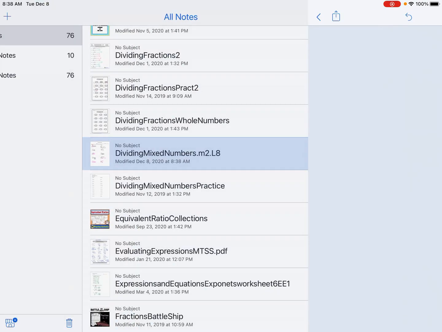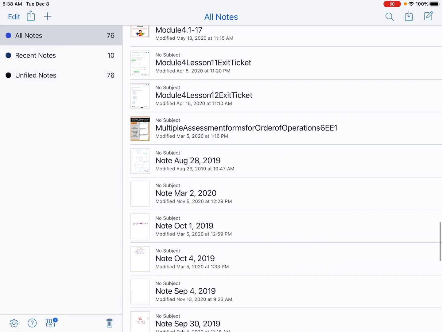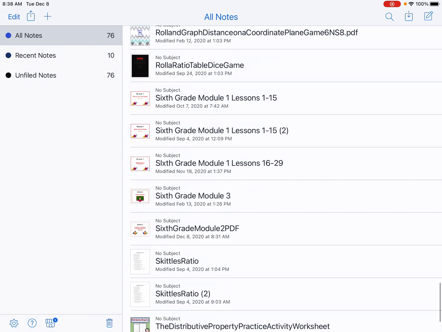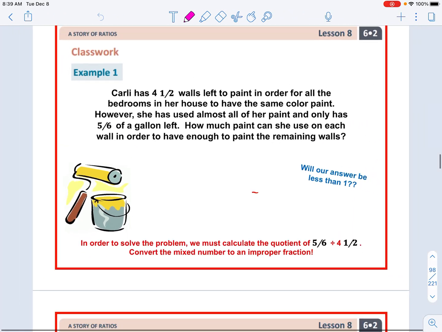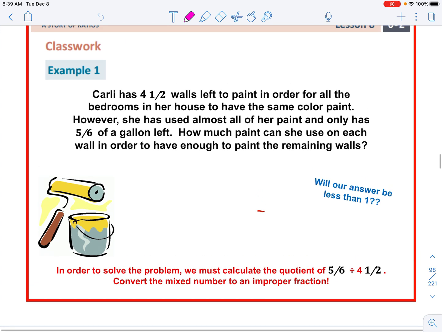All right, guys, I hope you followed along with those. We have one more example, and then I'm going to let you guys go on to the problem set. Example 1 says, Carly has 4.5 walls left to paint in order for all the bedrooms in her house to have the same colored paint. However, she has used almost all of her paint and only has 5/6 of a gallon left. How much paint can she use on each wall in order to have enough paint remaining on the walls?